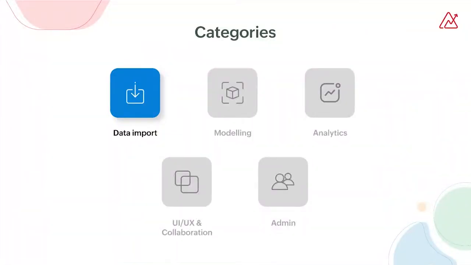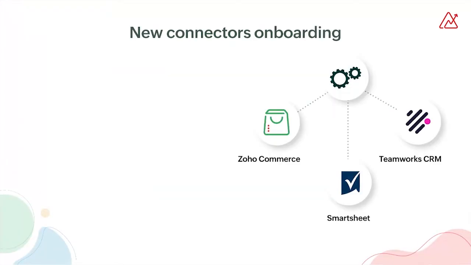So, as I've already mentioned, Zoho Analytics allows you to import data from a wide range of data sources. And we're constantly looking to add more data sources to this list to make the platform data agnostic. So, in that context, let's first look at a couple of new business apps that we've set up integrations with in the previous quarter. So, we've onboarded Teamwork CRM, Smartsheet, and Zoho Commerce as new connectors in the platform.